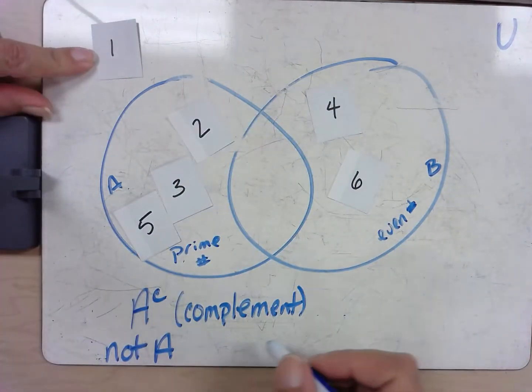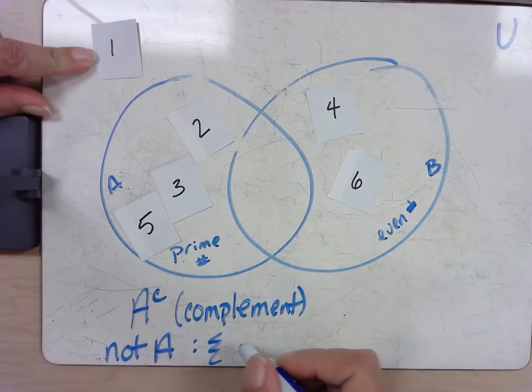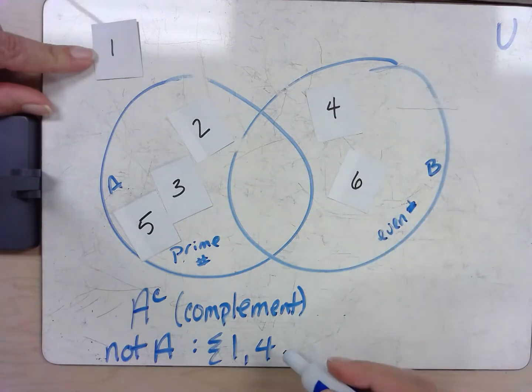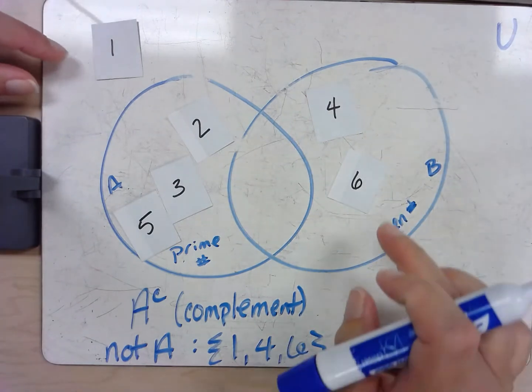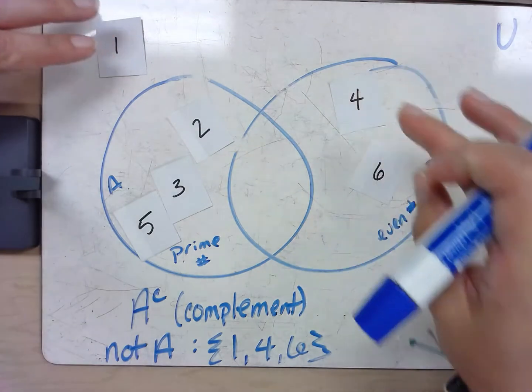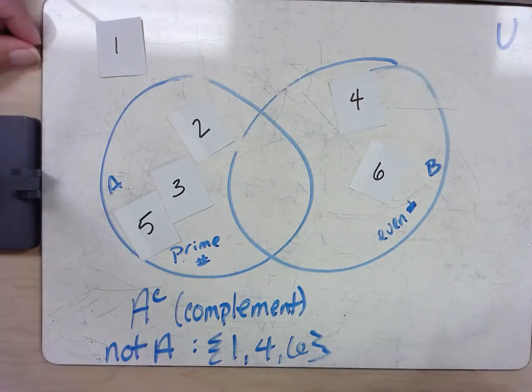Well, these three things are in event A. So we're going to write it as a set. This one is not in event A. This 4 is not in event A. And this 6 is not in event A. So the complement would be all the things that are not in event A. So if you get a little confused by the complement, think about it as the not in that group, not in that event.